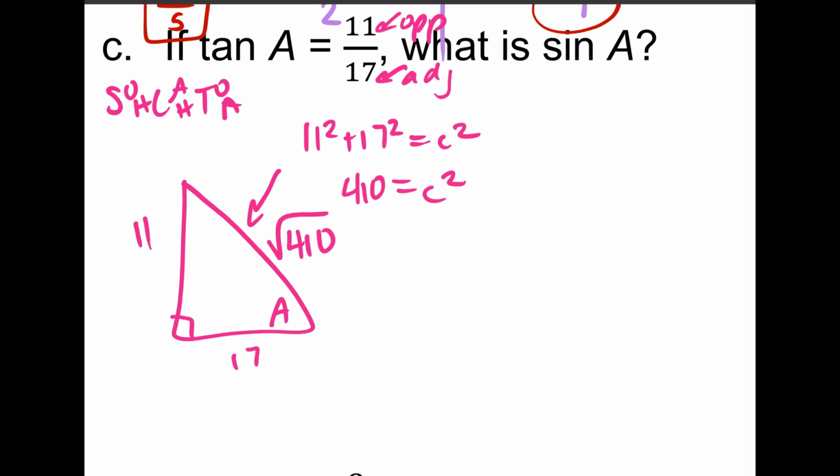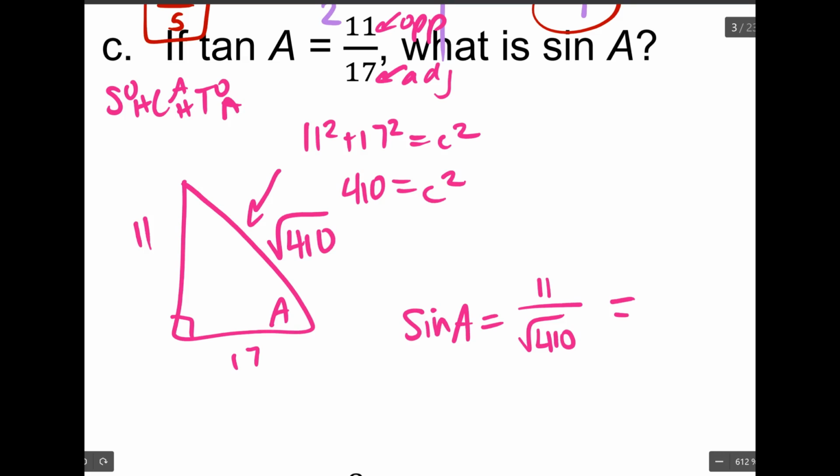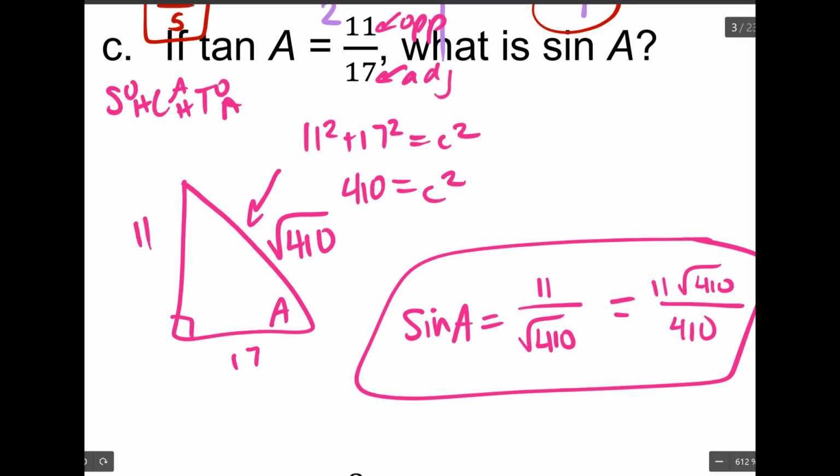So I can't break down 410 anymore. So we're running sine. Sine is opposite over hypotenuse. Let's see, opposite 11 over hypotenuse, square root 410. Cool, that's it. Do we have questions on this one?